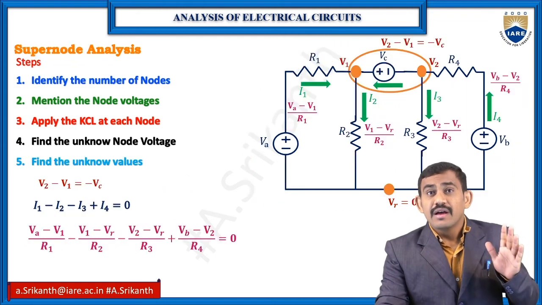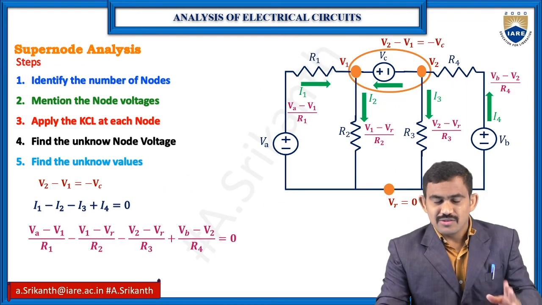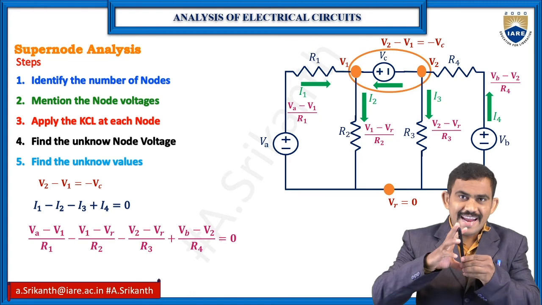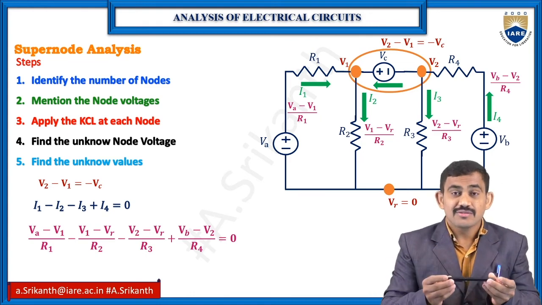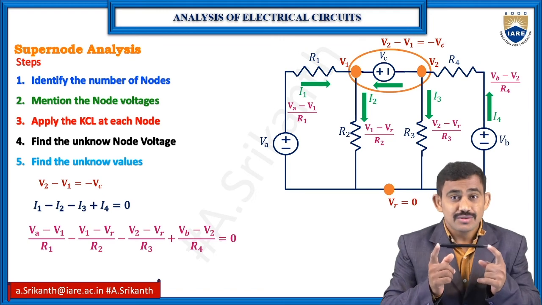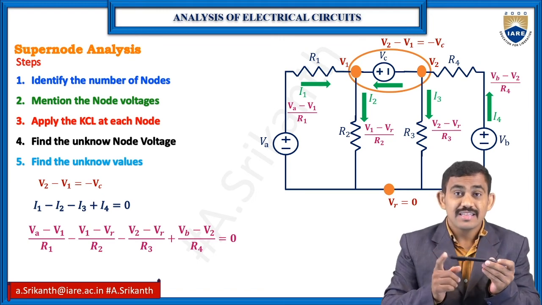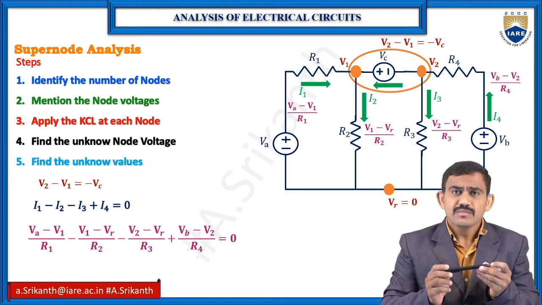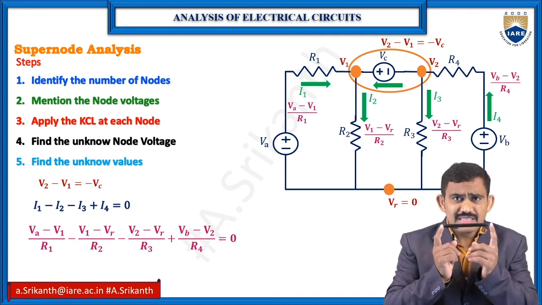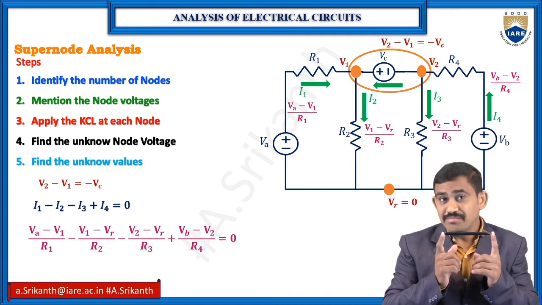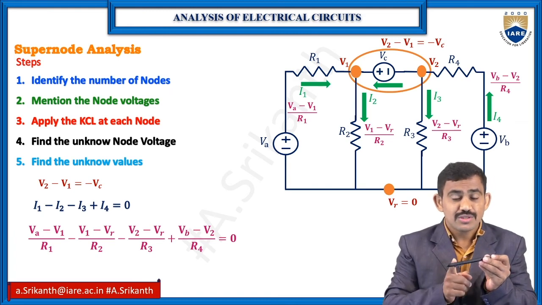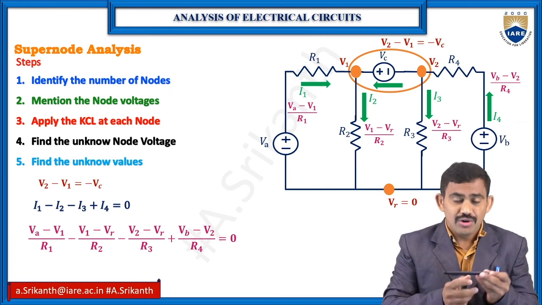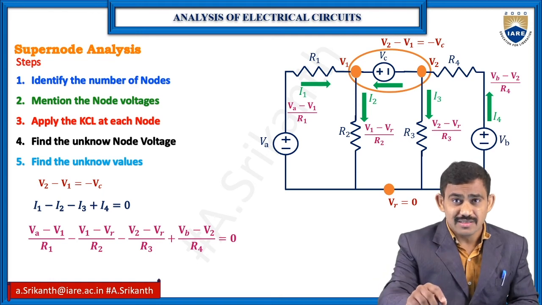Same thing, we have the supernode analysis. In supermesh, when you have an ideal current source, then we move to supermesh analysis. Here also, when you have an ideal voltage source, then I go to supernode analysis. Where you have an ideal voltage source between two nodes, I will go for the supernode analysis.